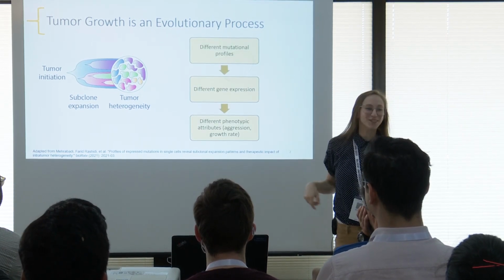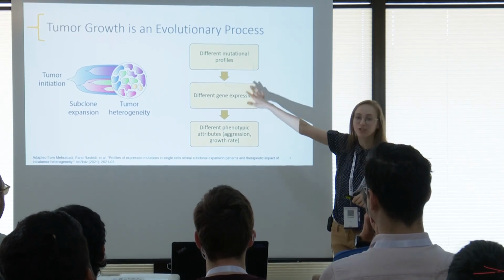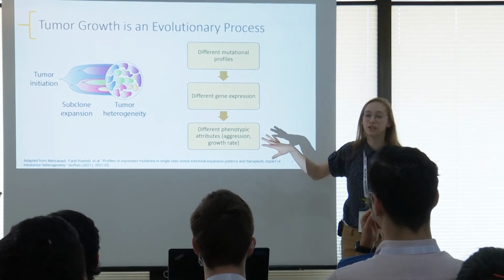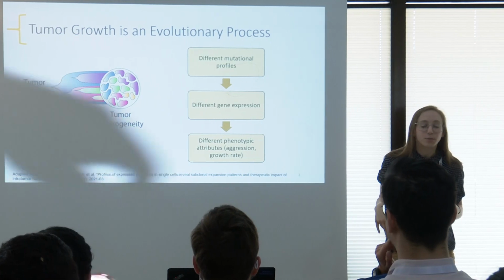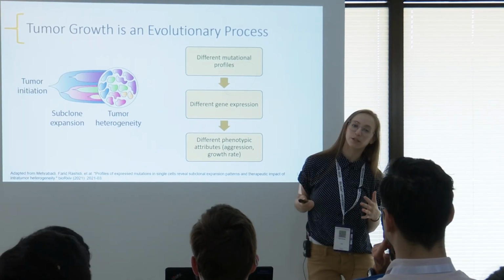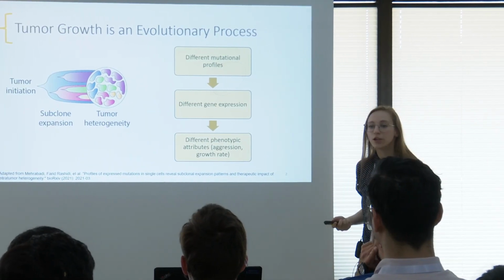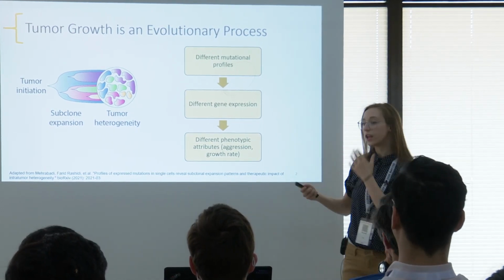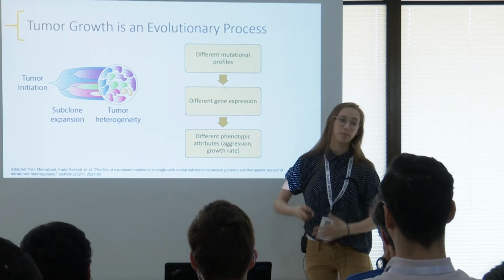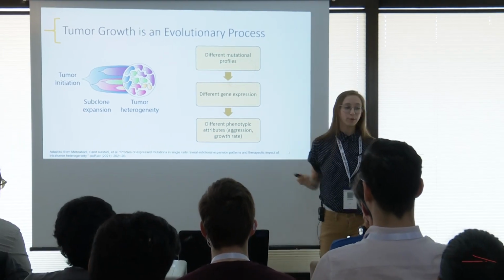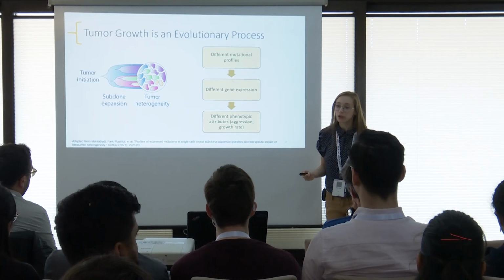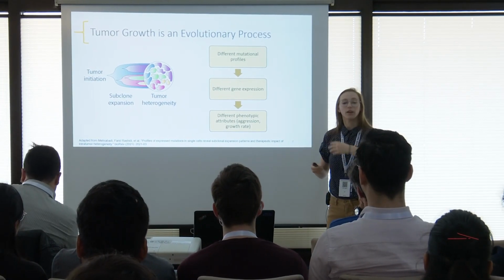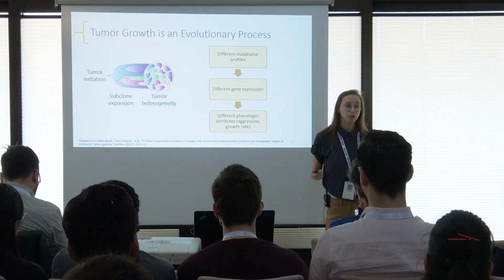So the different subclones within a tumor are going to have different mutational profiles, but also different gene expression and different phenotypic attributes. And so what we're interested in this project is how are these adapting to the environment? How are the different subclones adapting to either the same selective pressures from the environment, maybe like immune response, or maybe there are different selective pressures on different subclones that are making these subclones change in different ways.